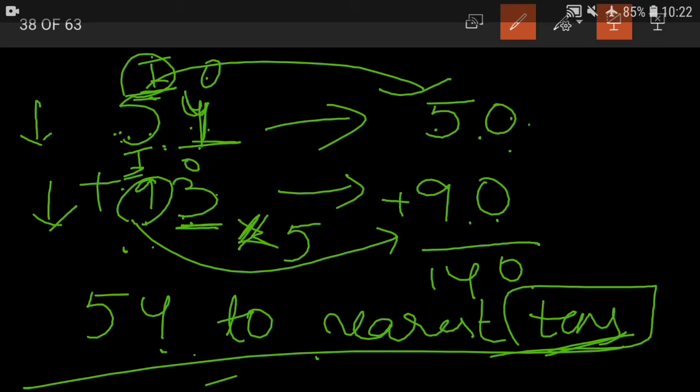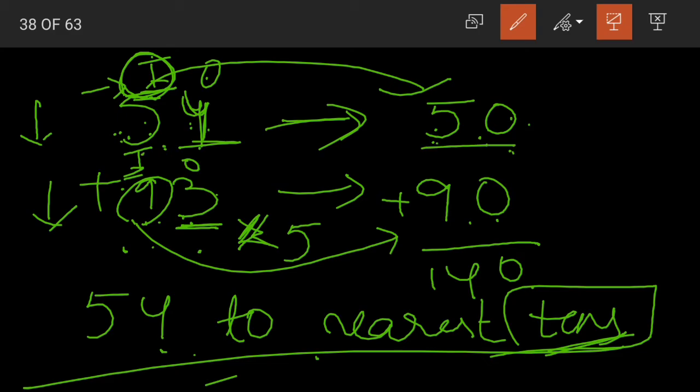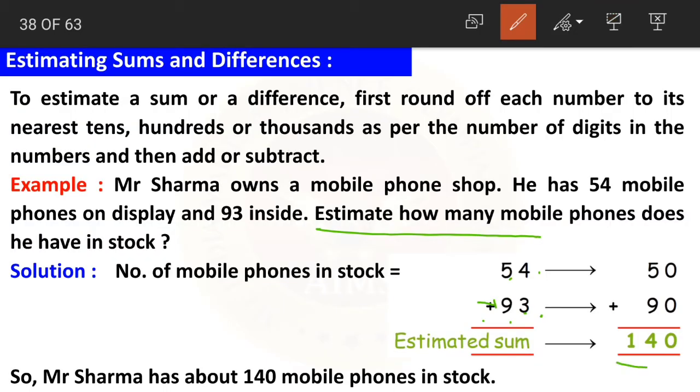Clear, children? What did we do? First we took both the numbers. We found out that they have tens as the highest place value. So we are rounding them off to their nearest tens. 54 rounded off to tens becomes 50. 93 rounded off to tens becomes 90. Now 50 plus 90 becomes 140. So what is this 140? It is the number of mobile phones he has in stock.